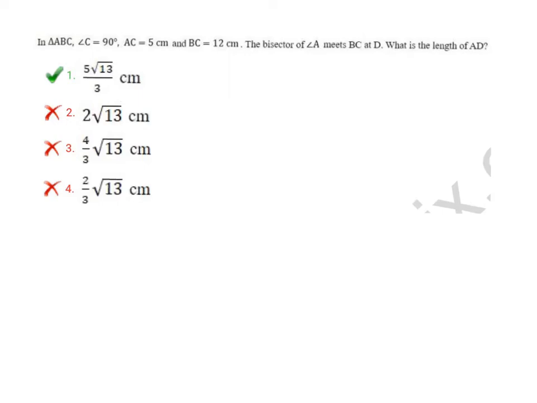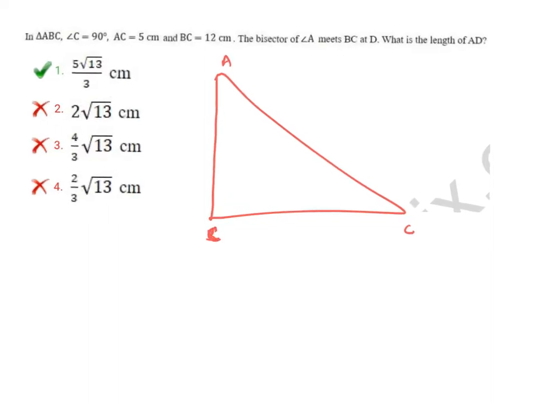The next one. In triangle ABC, angle C is 90. Let this be ABC. AC is 5. BC is 12. Therefore, we know AB is 13. Bisector of angle A meets BC at D. What is the length of AD?